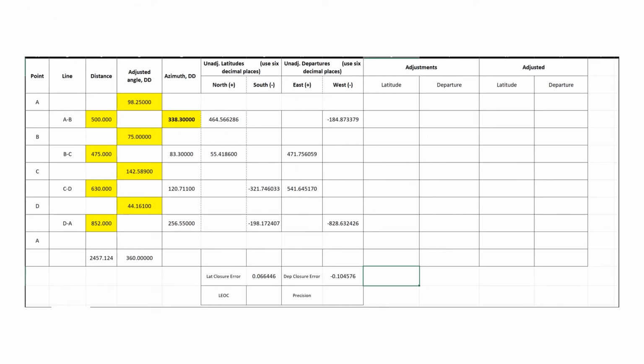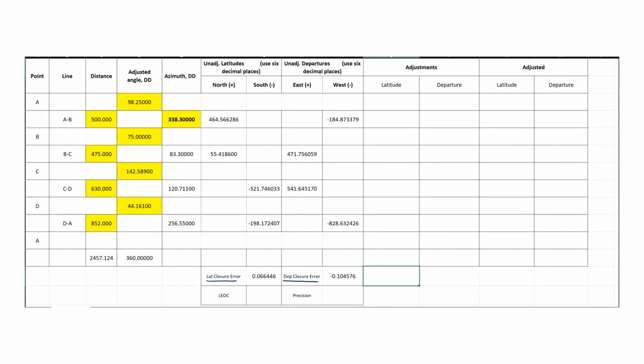All right, so let's try to solve this problem. This is the continuation of the same problem that we did in the previous topic. I have posted all the values for the latitude and departure, and also the latitude closure error and departure closure error. Here we need to find the adjustment for the latitude and departure, and then find the adjusted values. Adjustment means the correction factor, whereas adjusted means the final value. Let us learn how to solve this, and again it's very easy.